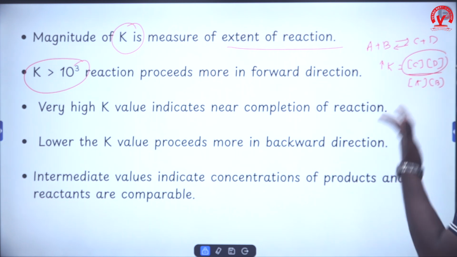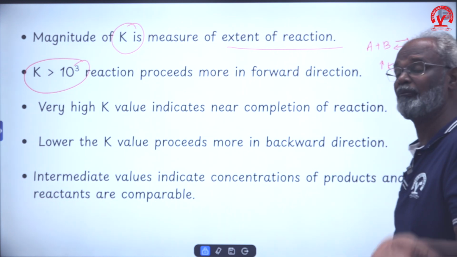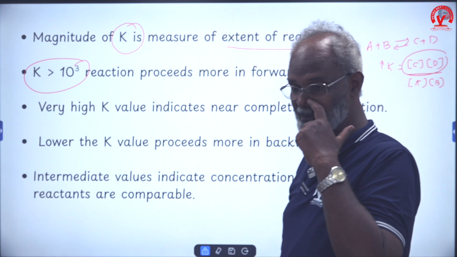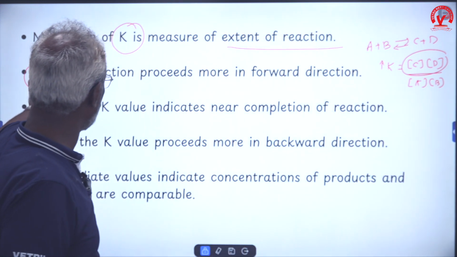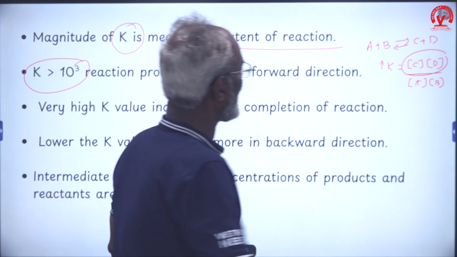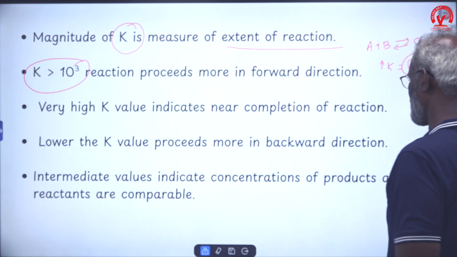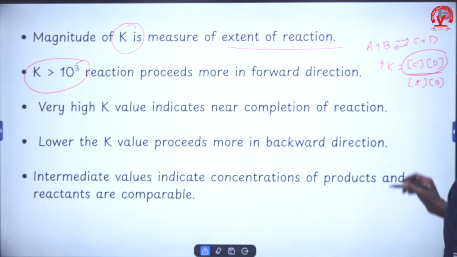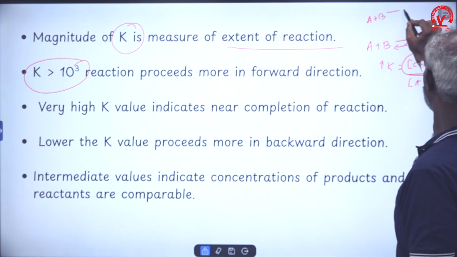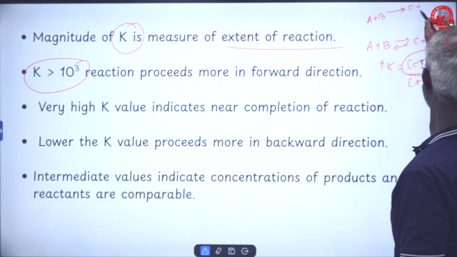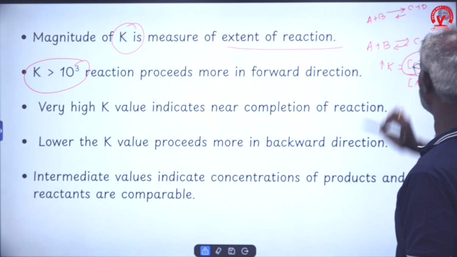Okay, so we can say it almost goes to completion when the K value is very high. The K value being high simply means the reaction happens more in the forward direction and less in the reverse direction. I can write it like this: A plus B gives C and D. If the K value is more, then forward happens more to give C and D, and reverse only less.